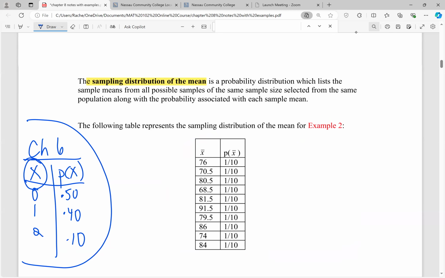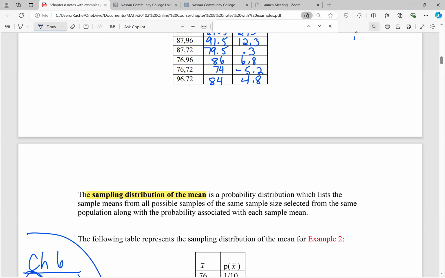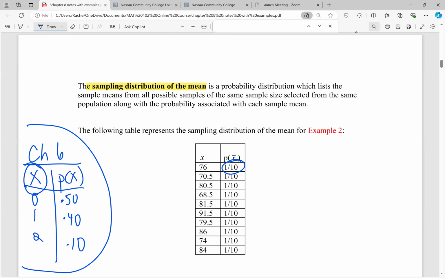So if we go back to this list up here, what's the probability that if we were to select one of these samples at random, that the mean is going to be a 76? Well, there's only one sample that has a mean of 76, right? It's this one. So it's 1 out of 10, right? Because there's 10 different sample means here. So that's why I have 1 out of 10 as the probability. And they're all going to be 1 out of 10 because there's only one 70.5, there's only one 80.5, and so on and so forth. So all these X bars are equally likely. They all have a 1 in 10 chance of occurring.